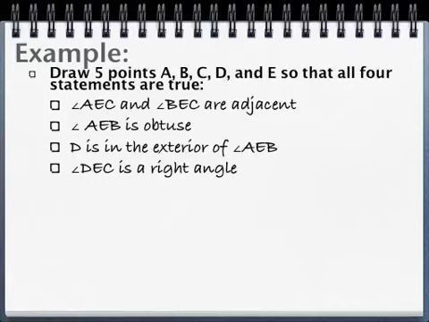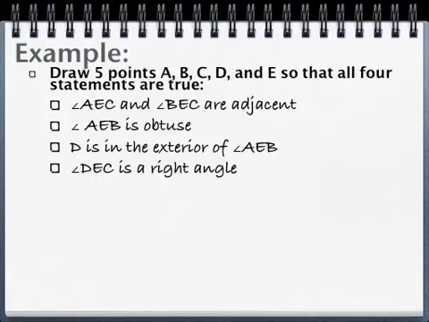The first statement, angle AEC and angle BEC are adjacent, tells me that these 2 angles are going to share a side or a ray. If you notice, they have 2 of the same points. So E and C need to be points on the ray that these 2 angles share. E is the vertex because E is the middle point in these notations. The second one says that angle AEB is obtuse.